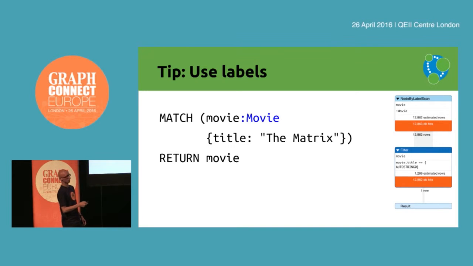And if we use that and we profile that query, then instead of the all node scan, which is quite expensive, we get a node by label scan instead. So you can kind of see it changes up here. And the number of hits has gone down to 12,000.